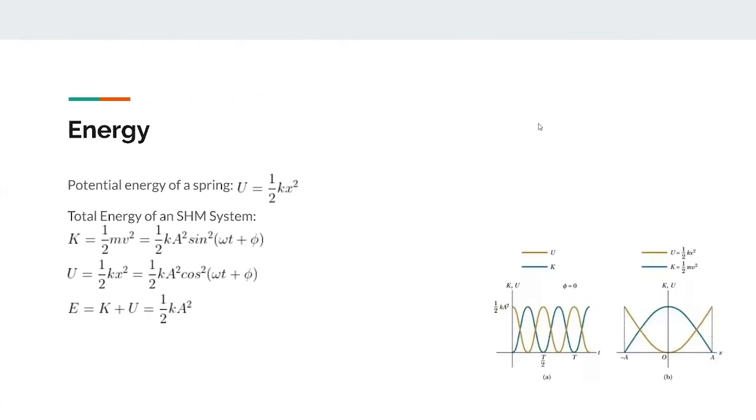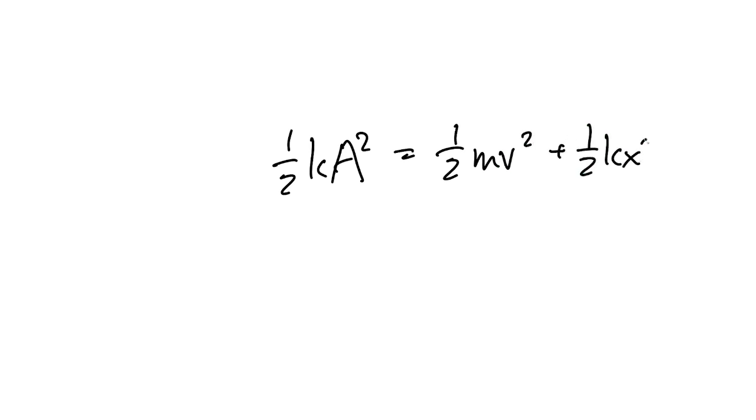Next, we have energy. So the potential energy of a spring, we know that's our elastic potential energy, which is 1/2 kx squared. So the total energy of a simple harmonic motion system is going to follow these equations. These look really hard, but mainly how you're going to see them is 1/2 kA squared is equal to 1/2 mv squared plus 1/2 kx squared. And so this is going to be our maximum amplitude. So that's basically the farthest that the block reaches away from the origin, right?